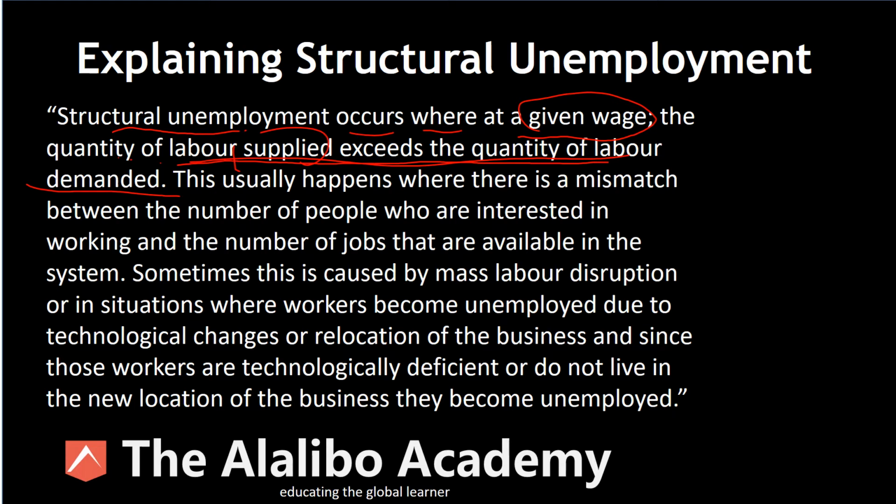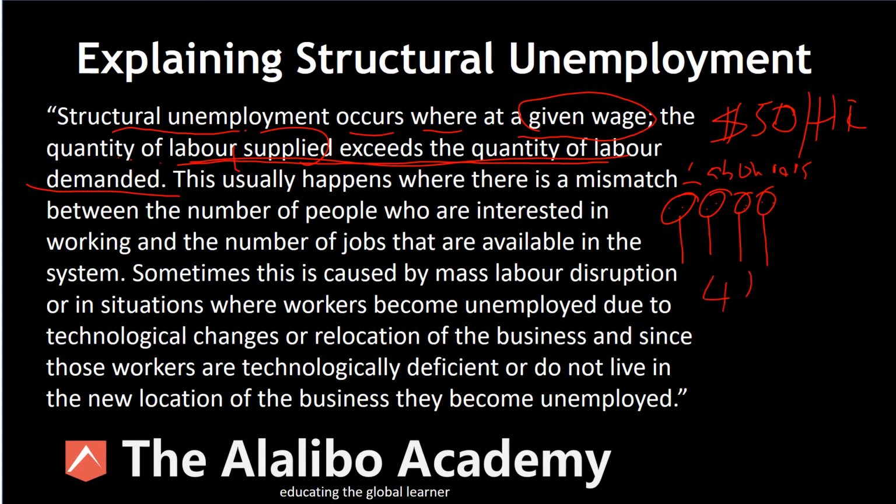So let's say at $50 per hour, right? That's the wage. So at $50 per hour, that's the wage. The quantity of labor supplied, right? So here we have the laborers. We have 4 laborers. So say we have 4 laborers. These are laborers.